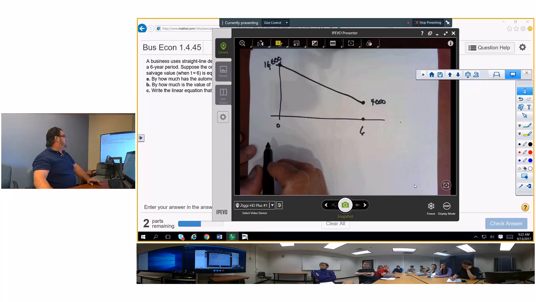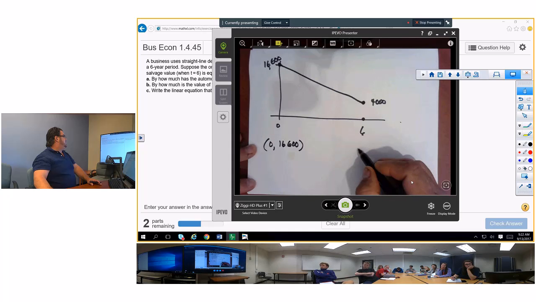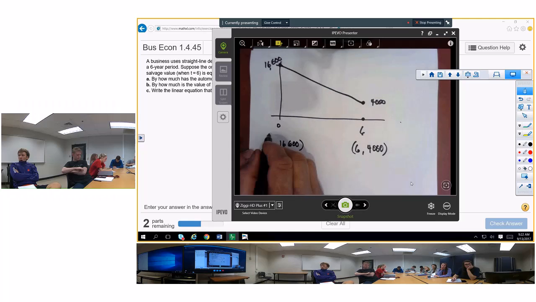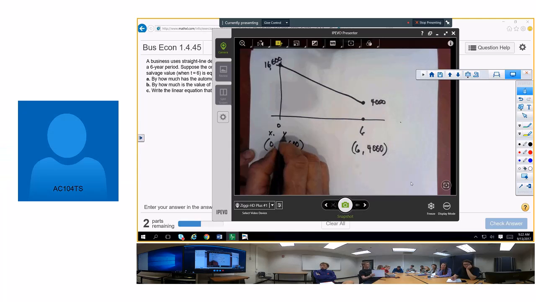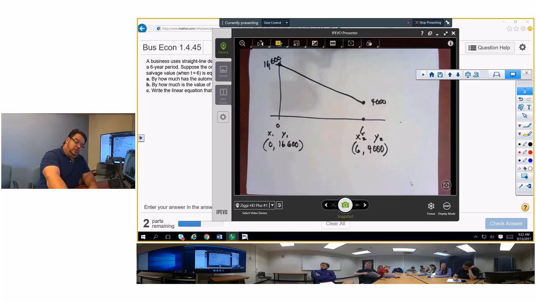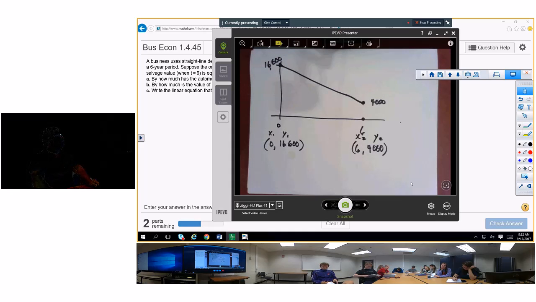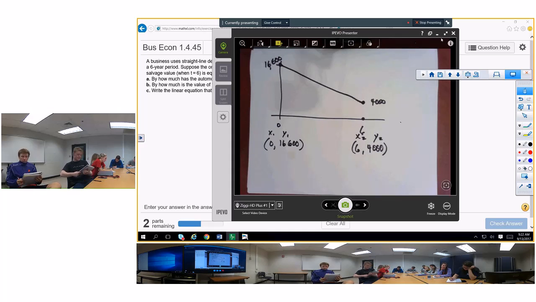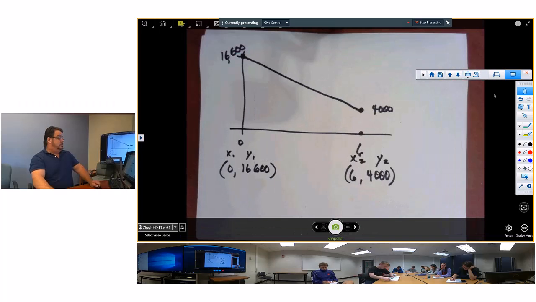You got one point at 0, 16,600. Then you got another point at 6 and 4,000. Which way do we read? Left to right. So this is x sub 1, y sub 1. This is x sub 2, y sub 2. Calculate the slope. Come on, y'all can do it. I have faith in you.